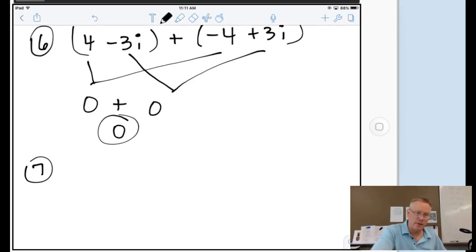So that'd be the same as like 3x plus negative 3x. Guys with me, just treat it like a variable. All right, number 8.